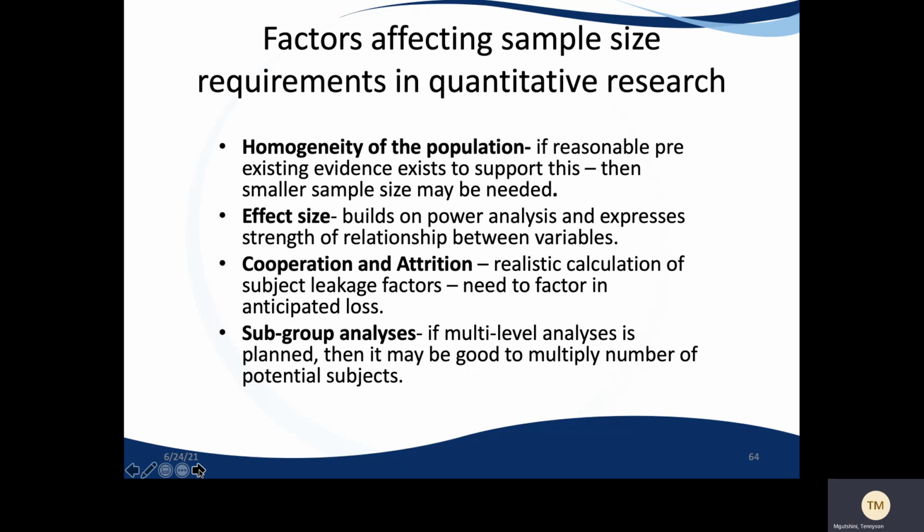Then the next thing that affects decisions around sampling is the issue of cooperation and attrition. When you calculate a sample size, be aware that there are people in that sample who are unlikely to cooperate, and some people will drop out. So if the sample size you calculate says you need 10 people, then some people will add an additional 10% to buffer against attrition, dropout, or people just leaking out of the process in one shape or another.